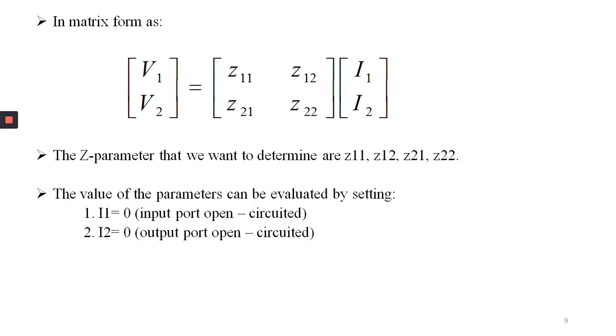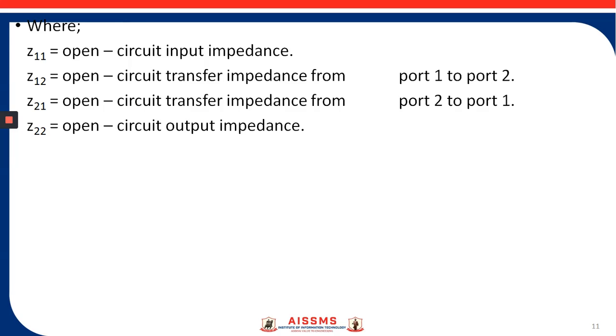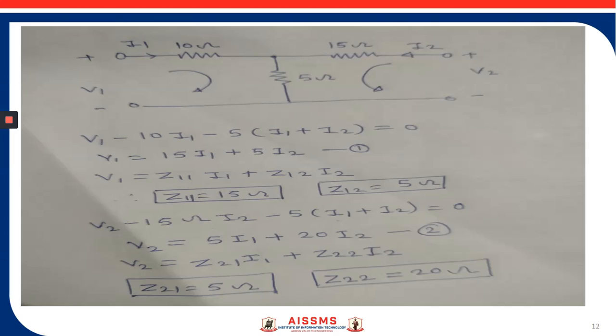To calculate the values of these parameters practically, you need to set the first condition: keep the input port open, meaning I1 equals 0. In the second condition, keep the output port open, meaning I2 equals 0. From these conditions you get these four parameter values using these formulas. So Z11 is open circuit input impedance, Z12 is open circuit transfer impedance from port 1 to port 2, Z21 is open circuit transfer impedance from port 2 to port 1, and Z22 is open circuit output impedance.